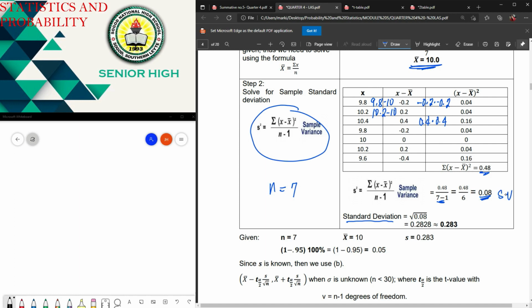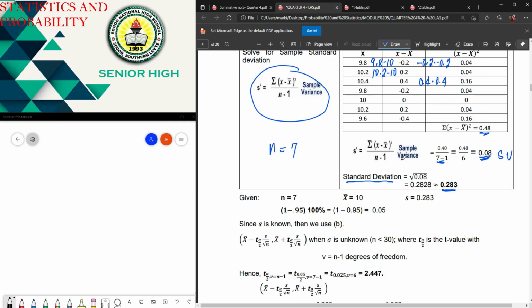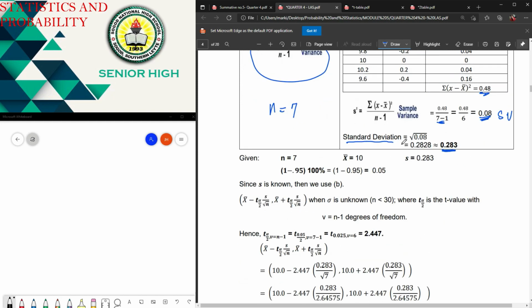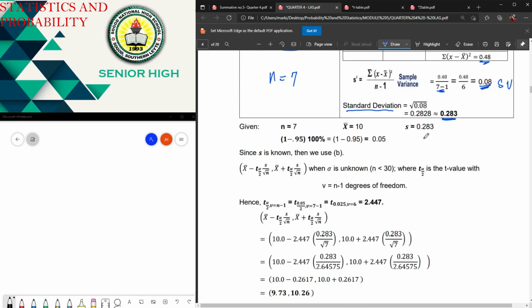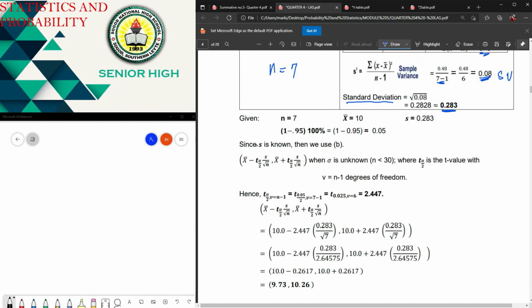The square root of the sample variance, which is the square root of 0.08. So we have 0.2828, or approximately 0.283. Okay, so I hope it's clear to you how to get the standard deviation. So that is 0.283. Next, we can now have the given. We have now the n.